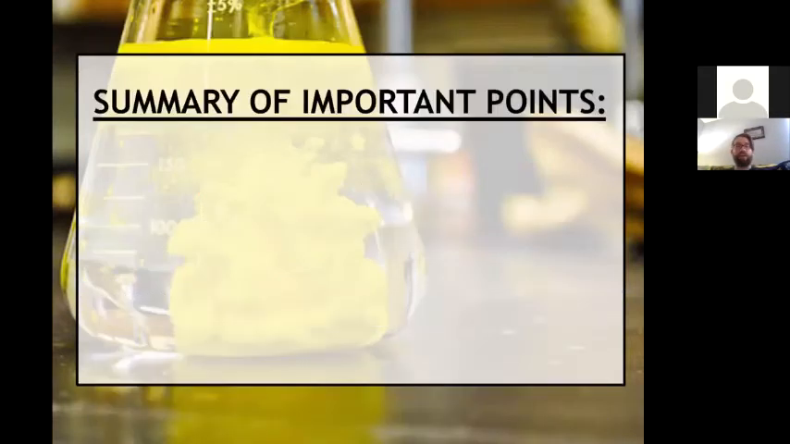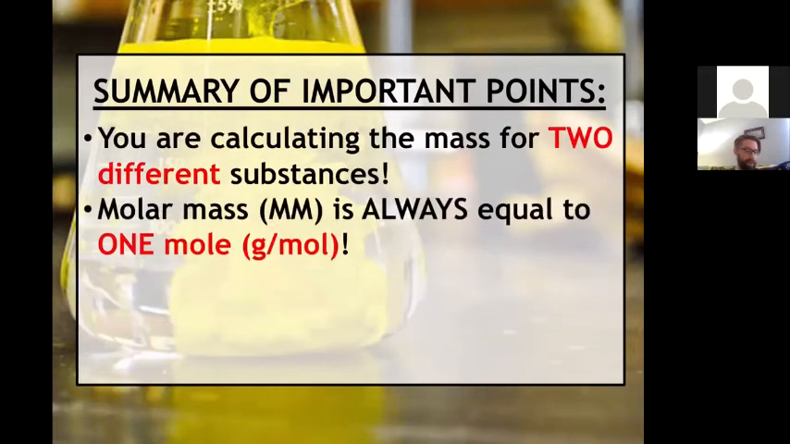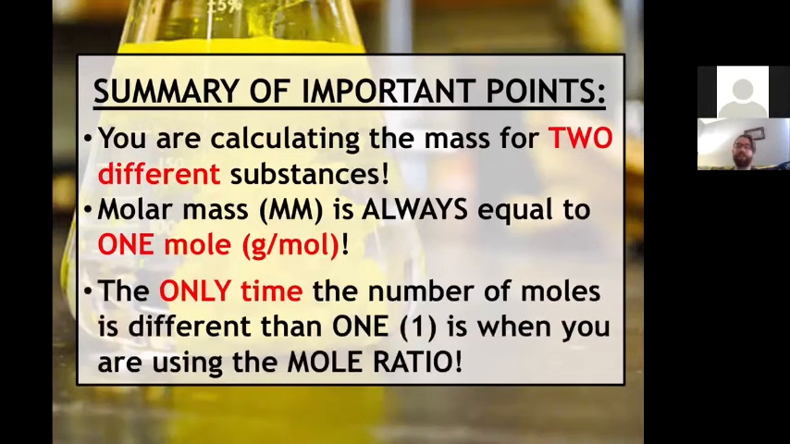So a couple pointers. We're going to be calculating the mass for 2 different substances, right? We have the mass in the beginning that they give us, and then there's the mass at the end that we are going to find. But to do that, I have to find molar mass for both the known and the unknown, so I have to go to the periodic table twice. It's always 1 mole when you use the molar mass. Only use those numbers in the equation when you're doing mole ratio, the middle step.